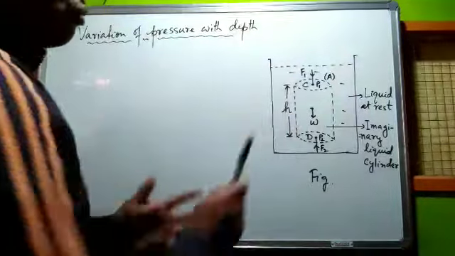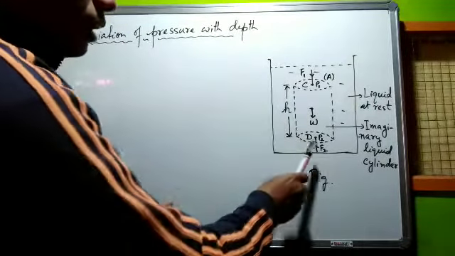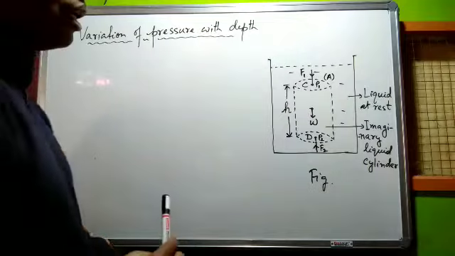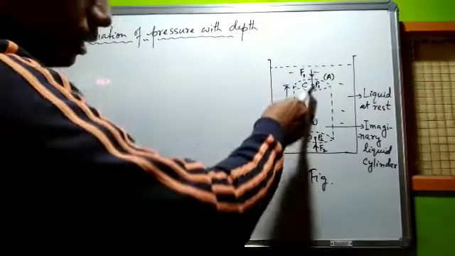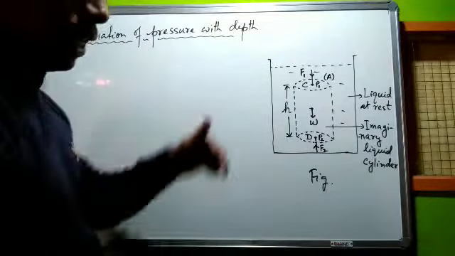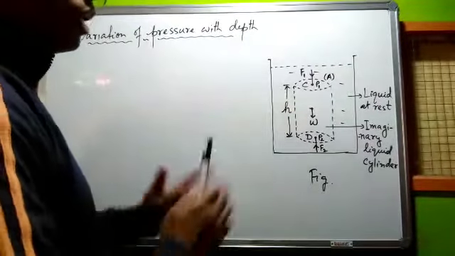In the figure, we have the forces F1, F2 and W, the weight of the liquid cylinder. F1 is acting downward, F2 is acting vertically upward, and W is acting downward.